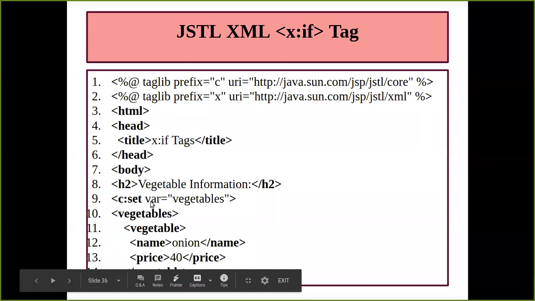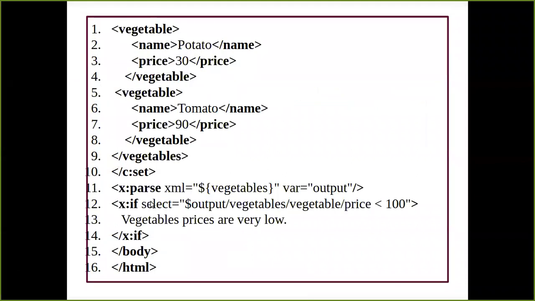Called vegetables. Now the second one: inside the vegetables only, we have another vegetable data, that is potato, and the price is 30. Similarly, we have tomato and 90. So here we are going to end the main tag, that is what?